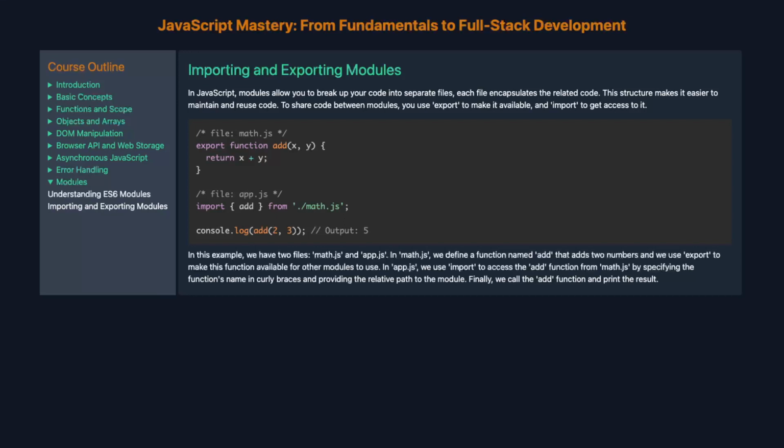In app.js, we use import to access the add function from math.js by specifying the function's name in curly braces and providing the relative path to the module. Finally, we call the add function and print the result.